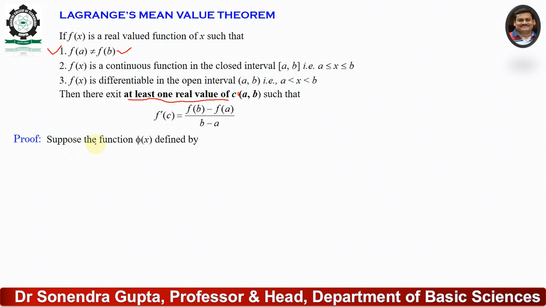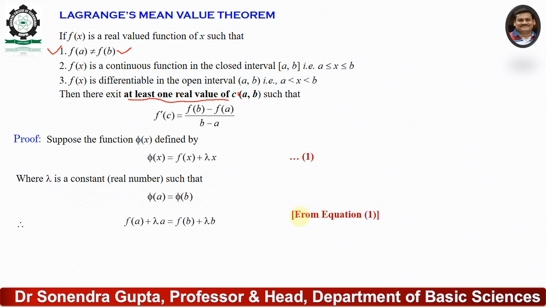Suppose the function phi of x is defined by phi of x equal to f of x plus lambda x. Say this is equation number 1, where lambda is a constant. Obviously this is a real value such that phi of a equal to phi of b. That means next we will use the Rolle theorem for this function, and we calculate f dash c equal to f of b minus f of a divided by b minus a. Now the first condition is fulfilled.